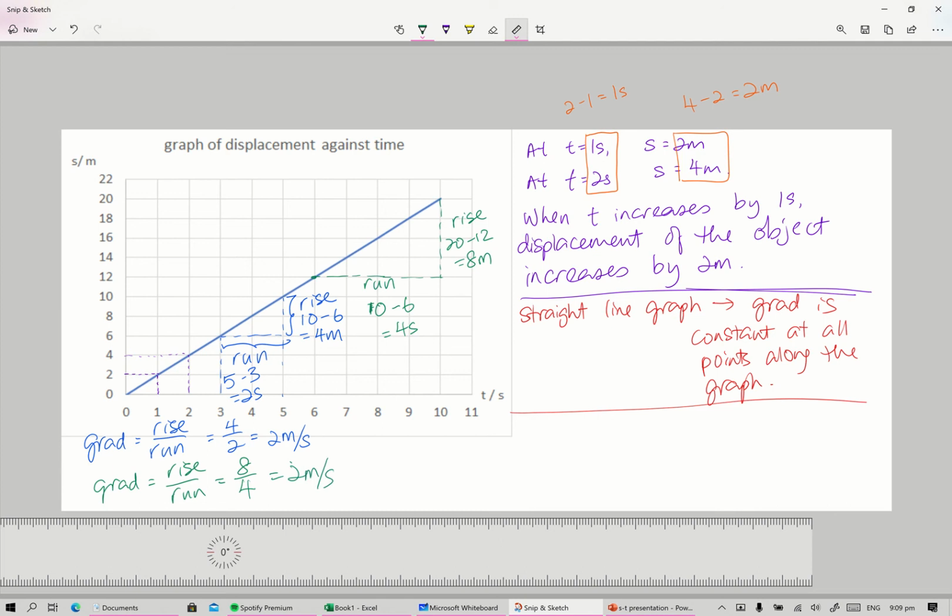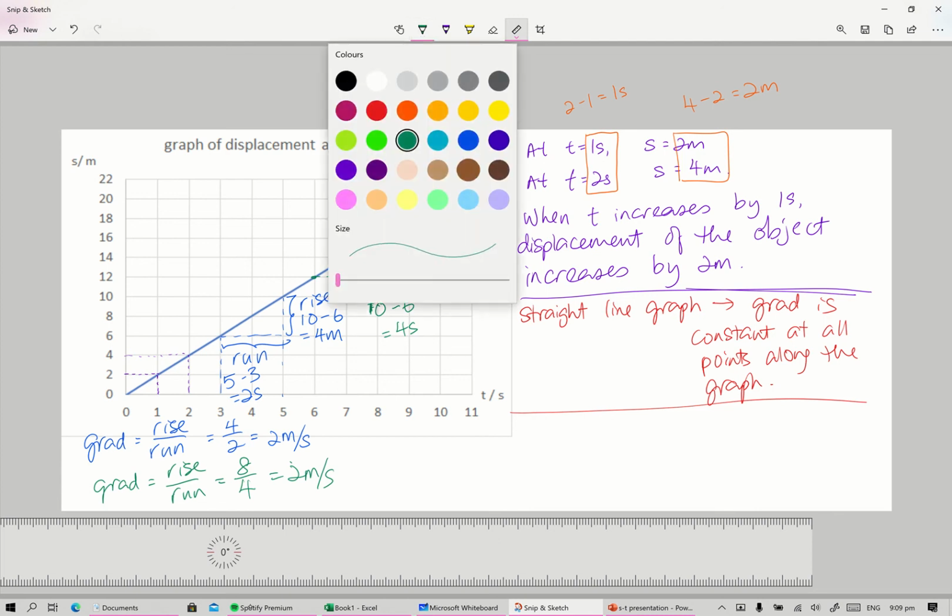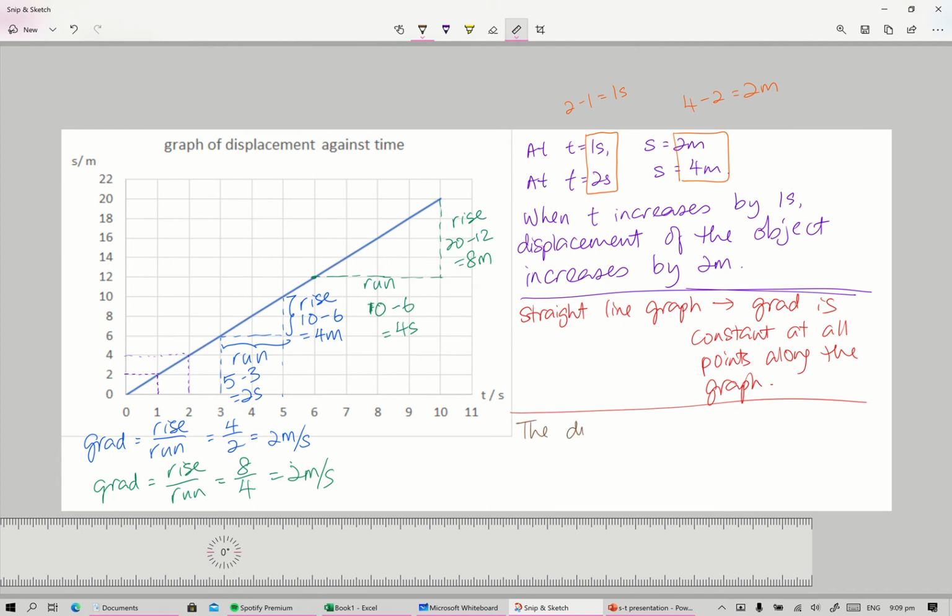Now, to give a comprehensive description of the displacement time graph, we say that the displacement of the object increases. We say increases because every time it increases by 1 second, the displacement increases along the graph. So it increases at a constant rate. We say it's constant because the gradient is constant. It's a straight line graph.